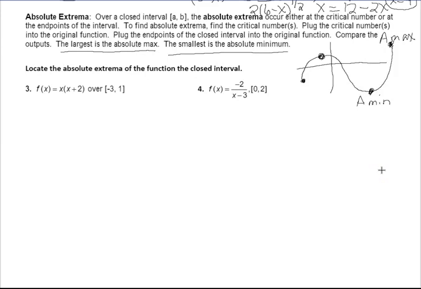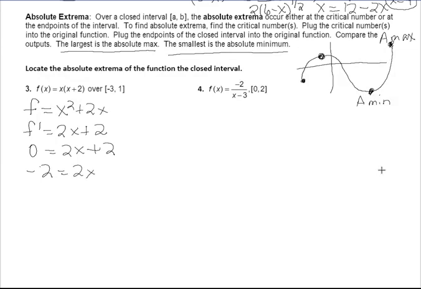So looking at this one, I want to find my absolute extrema. So I need to find my critical numbers. Before I can do that, it's easiest here if I just distribute and make this an easier problem. So there's the problem. Now I'm going to take the derivative, and I'm going to set that derivative equal to 0. I'm going to have negative 2 equals 2x, so x equals negative 1. So I know then, based on this little picture here, my highest point has to occur either at this critical number, or at this endpoint or that endpoint.